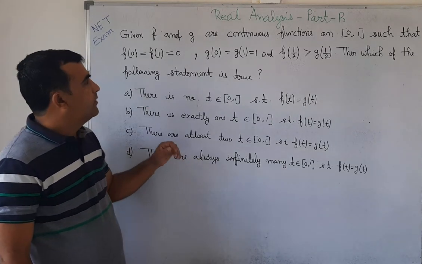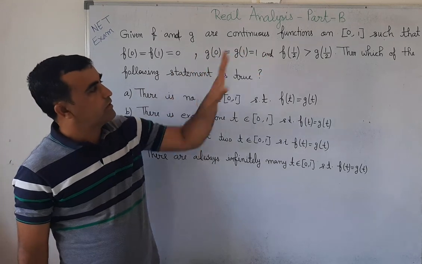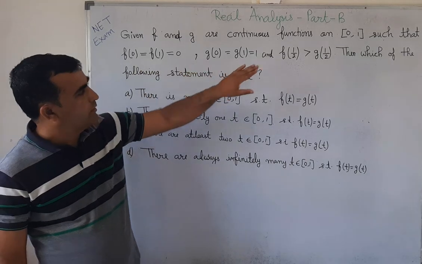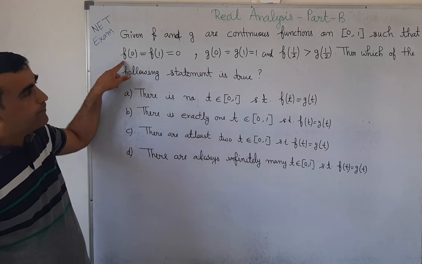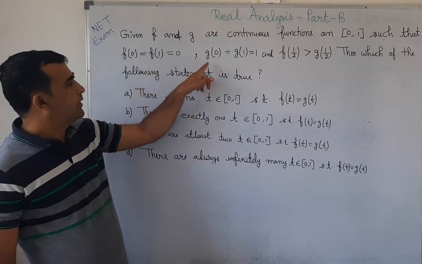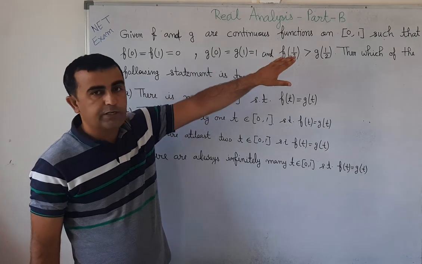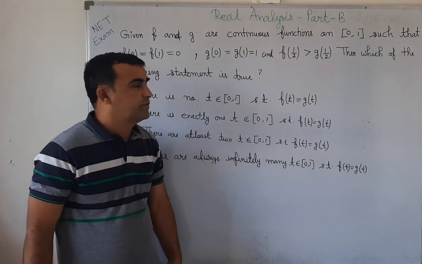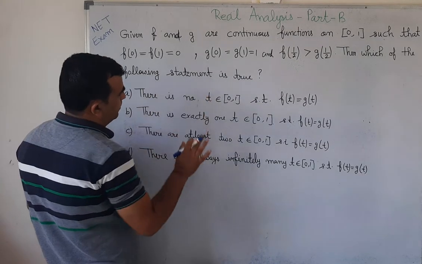Let's find. We have been given two functions f and g, both continuous on this closed interval, and we have been given three conditions. In the first condition, the value of function f at the end points of this interval is 0, and for g, the value of g at the end points of this interval is 1, and f of 1/2 is greater than g of 1/2. Then which of the following statements is true?